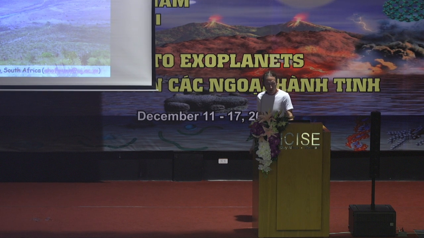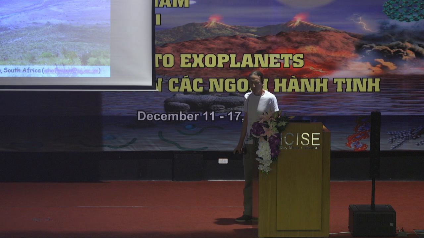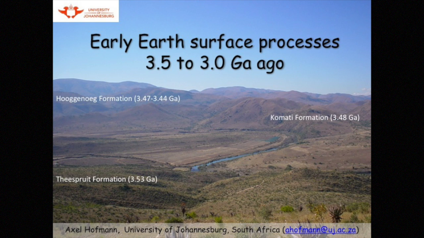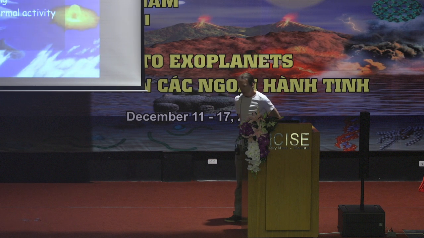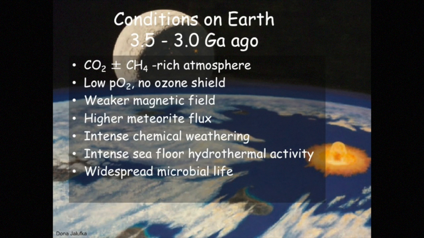Obviously, if we would like to investigate surface processes on the early Earth, we are interested in looking at sedimentary rocks, also volcanic rocks, basically supracrustal rocks that can tell us something about the conditions on the Earth's surface in the far distant past. And over the last 30, 40, 50 years, study of these kinds of rocks has provided us with quite a lot of clues on the type of conditions that were present on the early Earth.